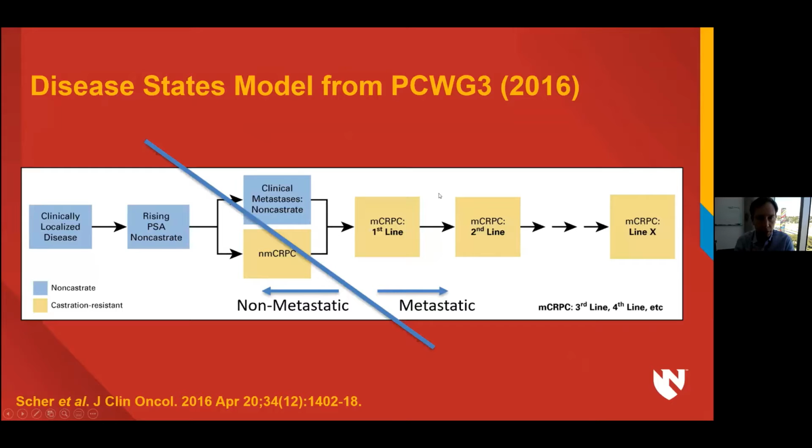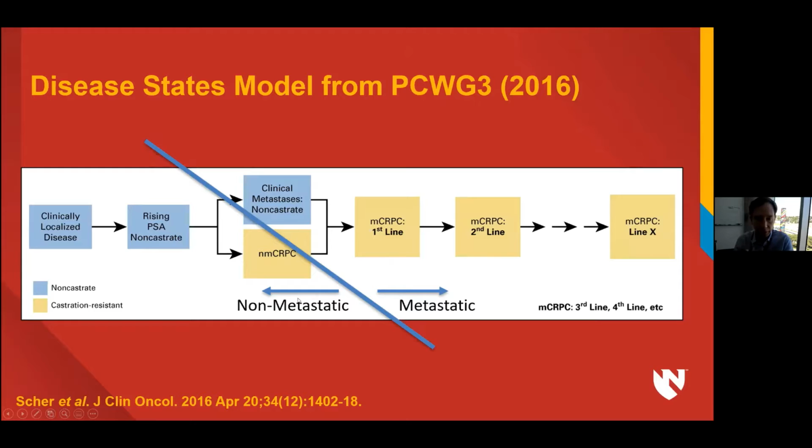So I'm presenting here the disease states model from the Prostate Cancer Working Group 3, some leading thought leaders that really defined how we think about clinical development in prostate cancer. It shows a range of prostate cancer disease states, from clinically localized disease to recurrent disease after primary therapy, to metastatic disease, either castrate or non-castrate, to advanced refractory castration-resistant disease.